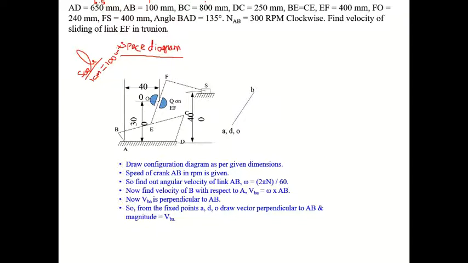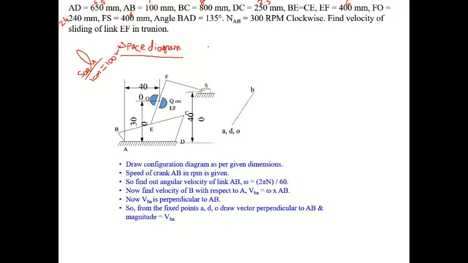BC is 800, so you have to draw 8 centimeter. CD is 250, so you have to draw 2.5 centimeter. These three links, BE, CE, EF, are 400, so you have to draw 4 centimeter. FO is 240, so you have to draw 2.4 centimeter. And FS is 400 mm, so you have to draw 4 centimeter. Like that we have scaled it. If you draw like this, it will fit inside the drawing sheet.